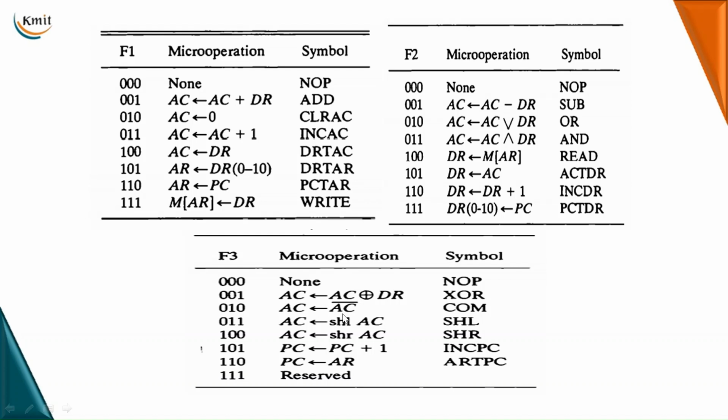010 performs a complement operation on the contents of the accumulator. 011 performs shift left on the contents of the accumulator, and 100 shift right on the contents of the accumulator. 101 is used to increment the contents of the program counter by 1, and 110 is used to transfer the contents from the address register to the program counter. So these are the specific micro operations with respect to the micro operation fields F1, F2, F3.